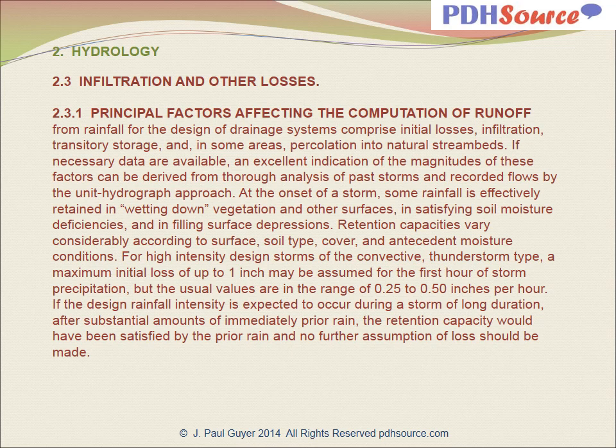Retention capacities vary considerably according to surface, soil type, cover, and antecedent moisture conditions. For high-intensity design storms of the convective thunderstorm type, a maximum initial loss of up to 1 inch may be assumed for the first hour of storm precipitation, but the usual values are in the range of 0.25 to 0.50 inches per hour. If the design rainfall intensity is expected to occur during a storm of long duration, after substantial amounts of immediately prior rain, the retention capacity would have been satisfied by the prior rain, and no further assumption of loss should be made.